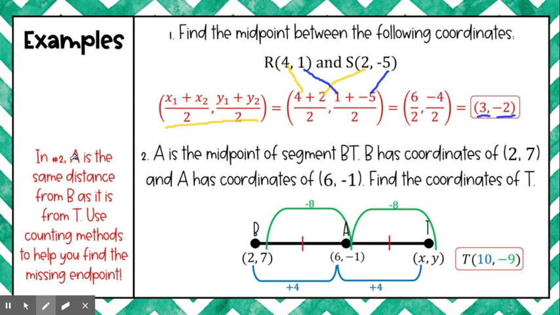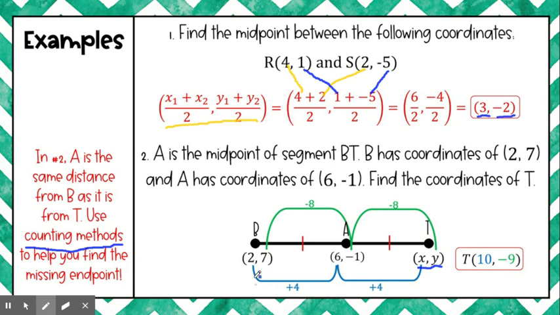In number 2, A is the same distance from B as it is from T. So, we're solving for A is the midpoint of segment BT, B has coordinates of 2, 7, and A has coordinates of 6, -1. Find the coordinates of T. So we don't have our other endpoint. But we have our first endpoint and our midpoint. So it tells us we're going to use a counting method to get there or to figure it out.